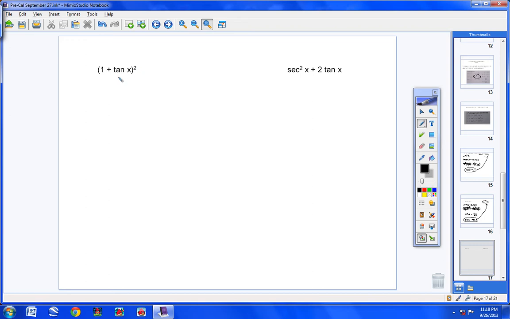1 plus tangent squared would be 1 plus tangent. We should know that. Now here we go. Take your 1, multiply it times 1, multiply it times your tangent. Okay? So 1 times 1 is 1, and 1 times tangent would be tangent x. Okay, very good. Now take your tangent x, multiply it by 1, and multiply it by tangent. So let's see what happens. Tangent x times 1 would be tangent x. Anything times 1 is itself.